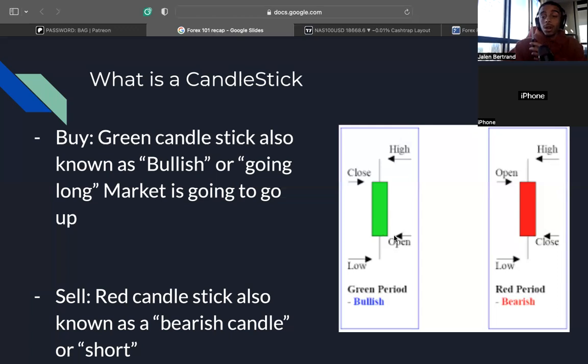So we see open and close. That means the market opened down here, and by the end of that minute, the market went all the way up to here where it says close. That's why the candle is green.